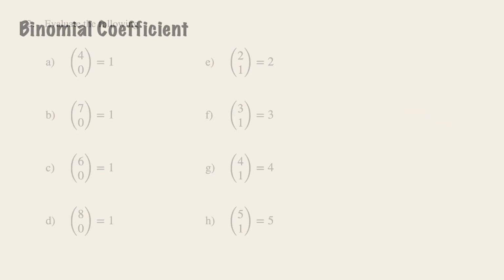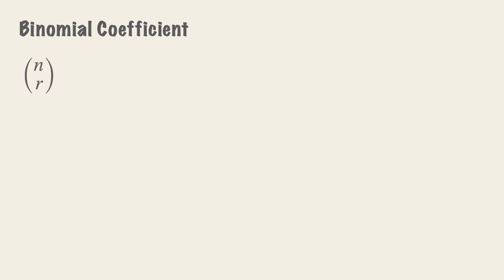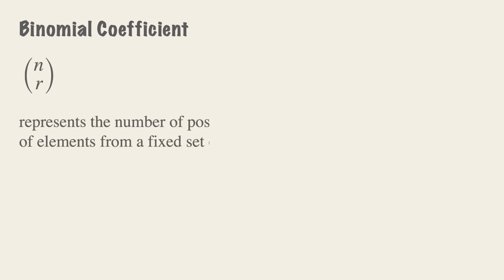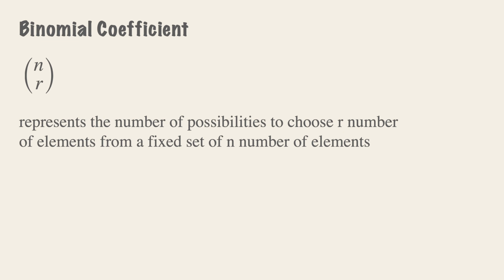Now the binomial coefficient will help us to answer how many possibilities there are. It represents the number of possibilities to choose r number of elements from the fixed set of n number of elements. Now in this case, n and r are positive integers. In some other textbooks or resources, you will see that r is also a k. Now this can be written interchangeably.